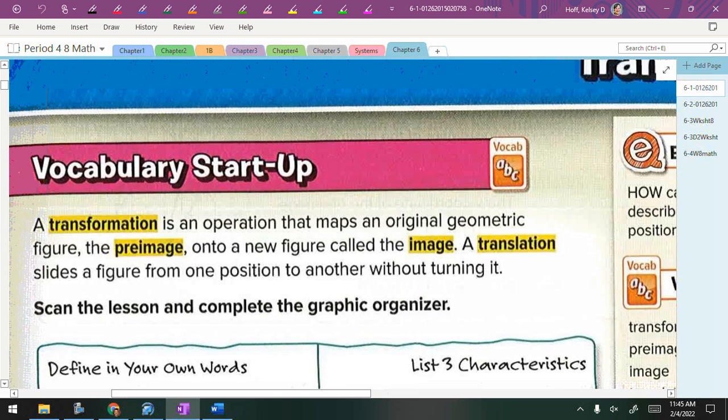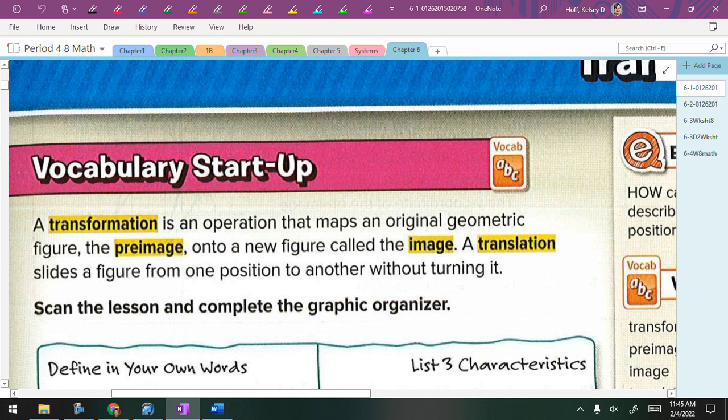So transformation is an operation that maps the original figure or the pre-image onto the new figure called the image. The one you start with is called the pre-image. The one you end with is called the image. So the transformations are like this big overarching piece. And then underneath there's 4 different transformations we're going to learn about. And today we're going to learn about translations.